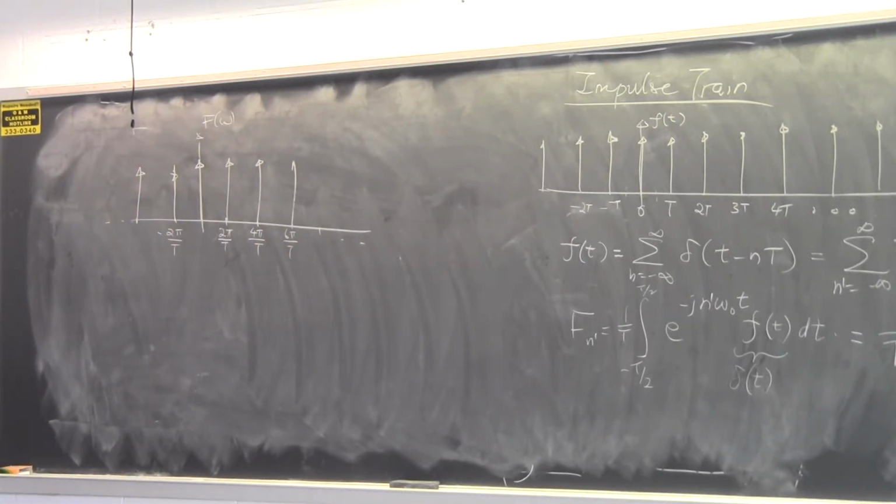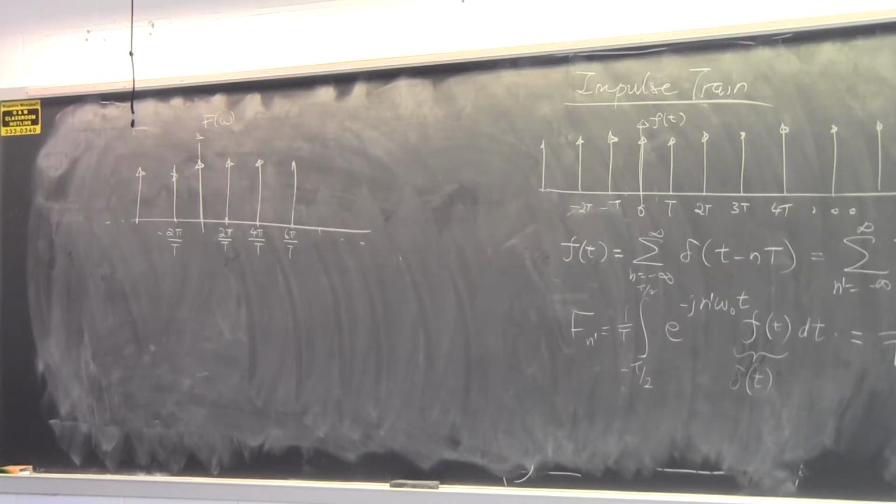But the spacings of these impulse trains are different. If you were to make the spacings of the impulse train narrow in the time domain, what happens to the spacing of the impulse train in the frequency domain? They go wider and wider, and vice versa, which means that if you were to make those spacings larger, the impulse train will be closer and closer together.